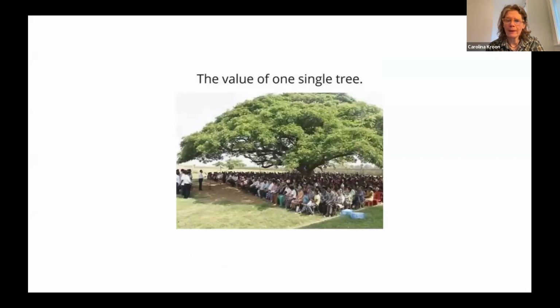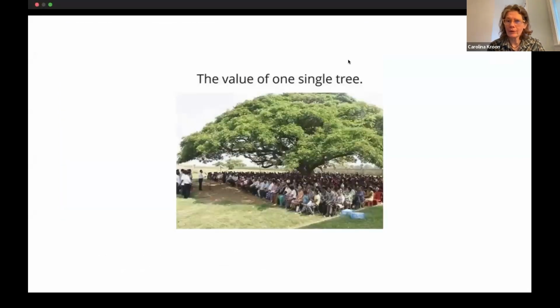Okay. The value of one single tree. And I don't know if this, also grief. Yes, thank you for that other image. Yes. And thank you for the people responding in the chat. I see that, and I appreciate your contributions here. And thank you for the people arriving, introducing yourselves as you come in.